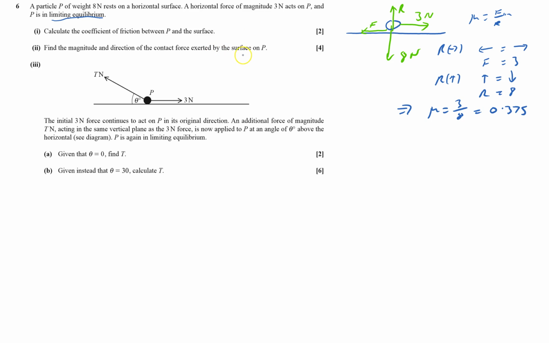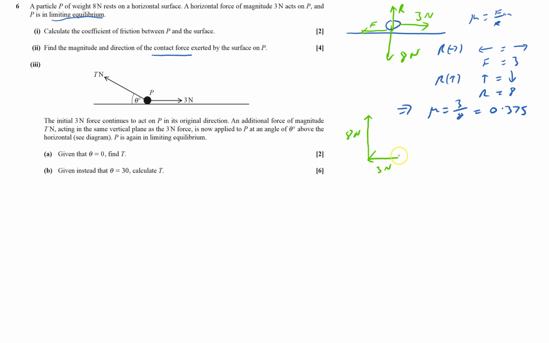Find the magnitude and direction of the contact force. So the contact force, you can see from my diagram, the R comes from the surface, so that's a contact force, and friction is also a contact force. So what I've got to do is find the two parts of the force. I've got F, which goes straight across like so, that's 3 newtons, and R goes up, so I'm going to turn it into a triangle, and R is 8 newtons.